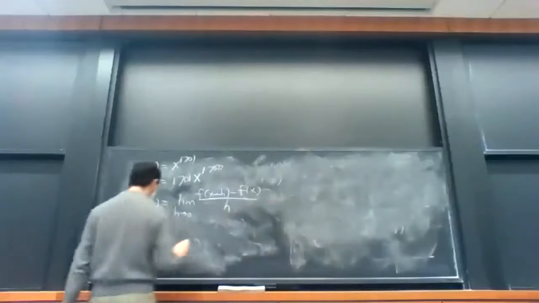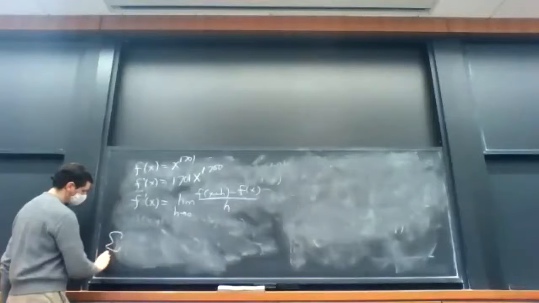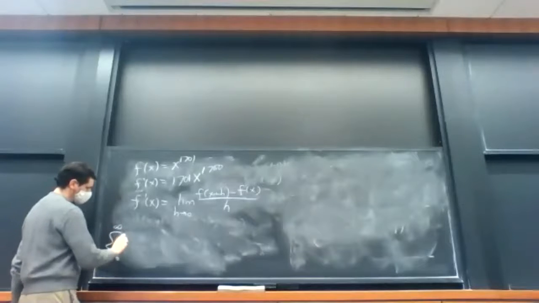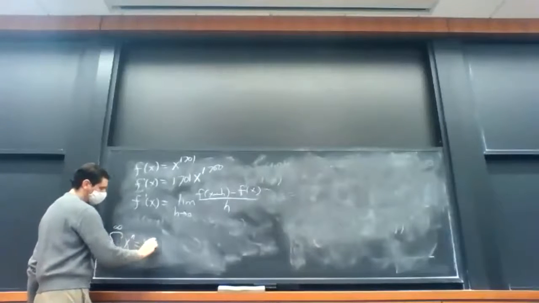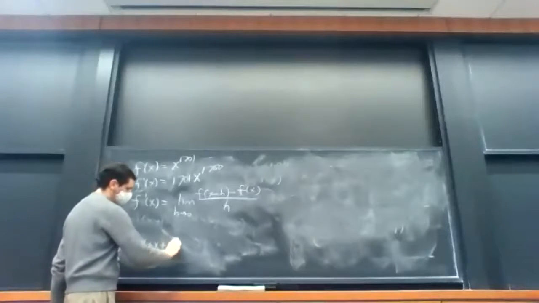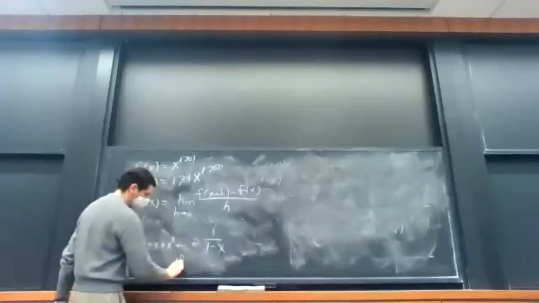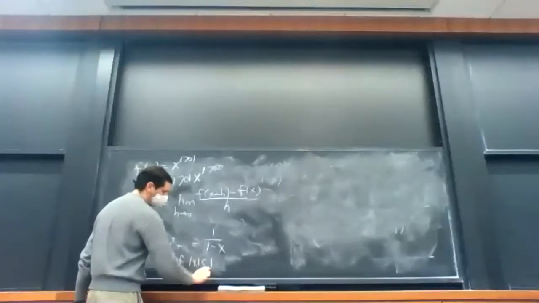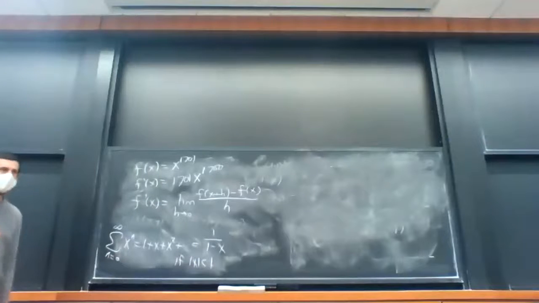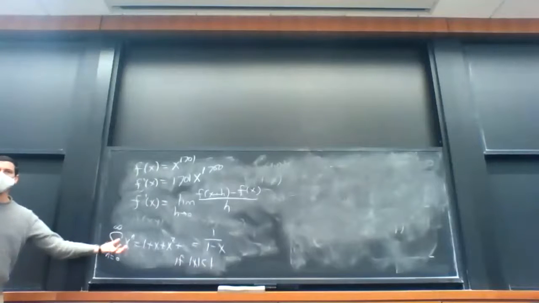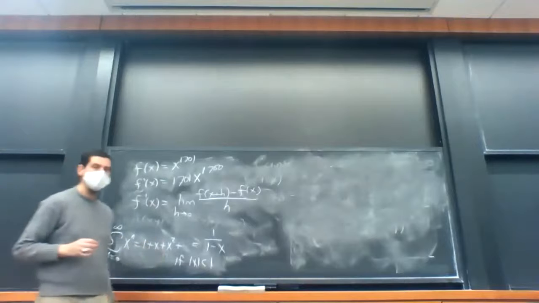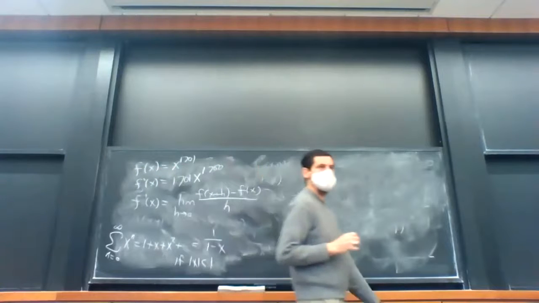Now, if I give you the series, the sum as n goes from 0 to infinity of x to the n, this is 1 plus x plus x squared and so on, and this is 1 over 1 minus x, if the absolute value of x is less than 1. So the point of this is, if the condition is satisfied, if the absolute value of x is less than 1, then we immediately know what the value of the sum is.